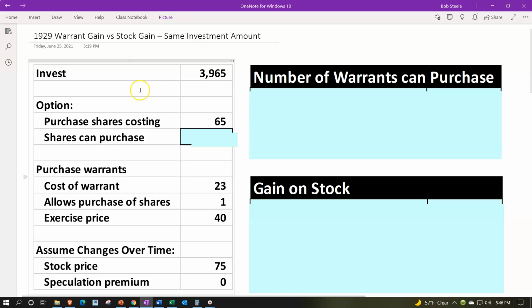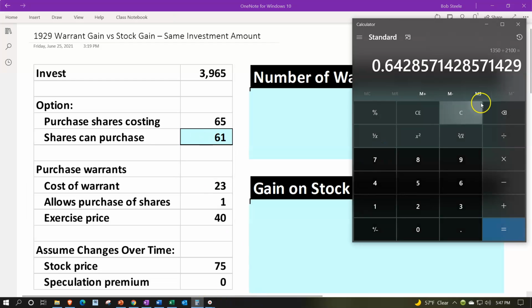So our information, we have the investment amount. We will once again assume the same investment amount of $3,965 in this case. That means we're going to be purchasing a different amount of warrants and stocks, given the fact that, of course, the stocks are going to cost more than the warrants. So the first option, we purchase shares costing $65 of the stocks, and we're going to say that the shares can be purchased.